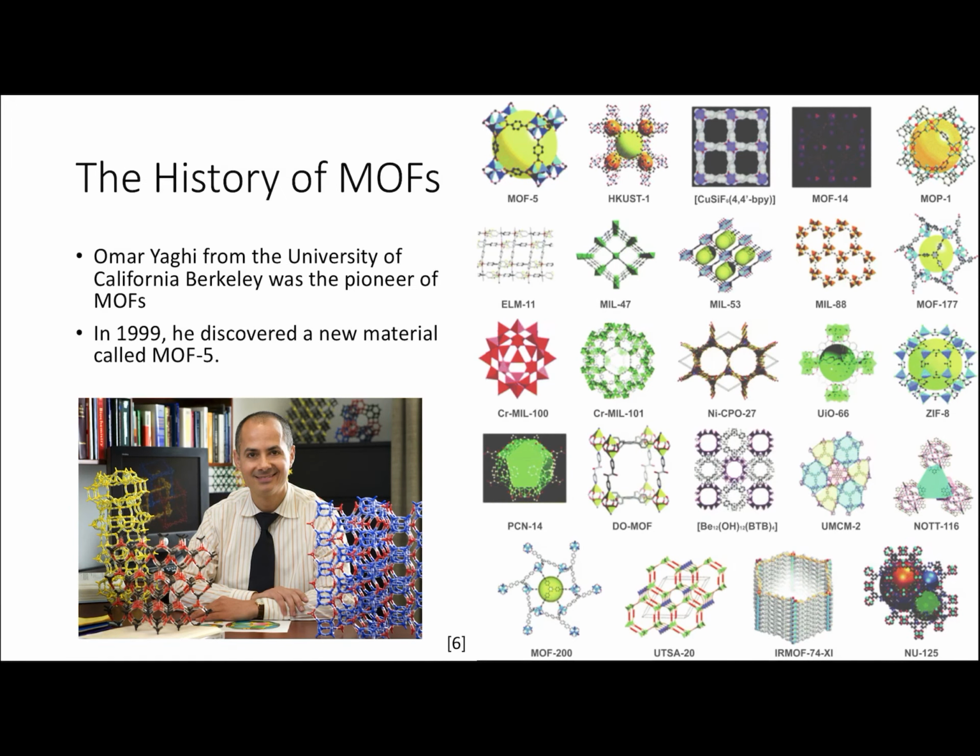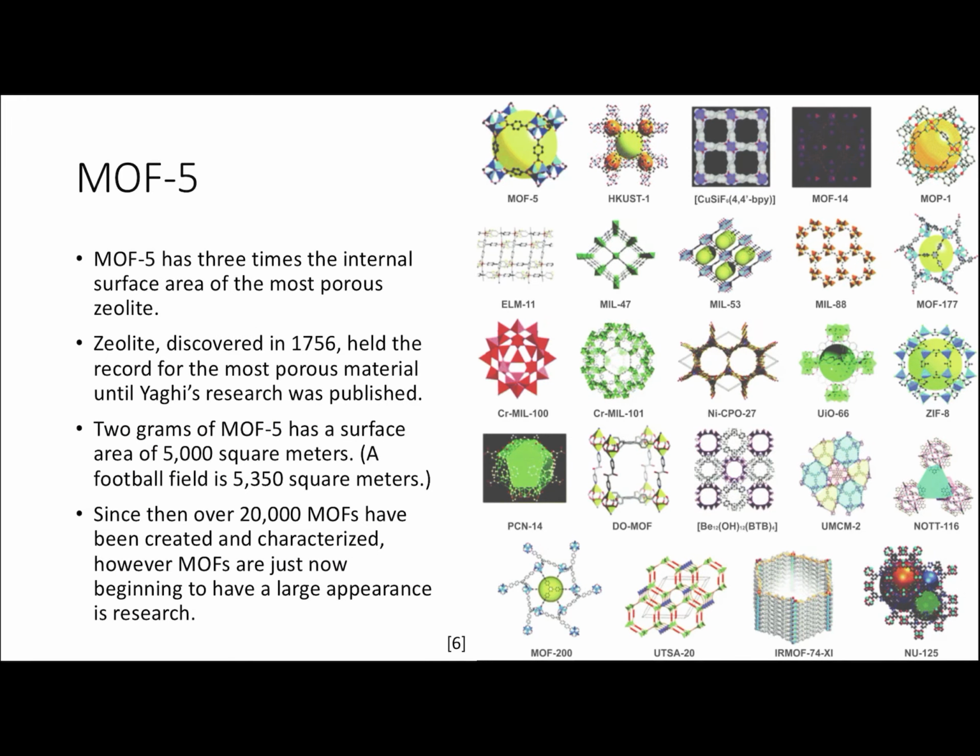The history of MOFs. Omar Yagi from the University of California, Berkeley was the pioneer of MOFs. In 1999, he discovered a new material called MOF 5. MOF 5 has 3 times the internal surface area of the most porous zeolite. Zeolite, discovered in 1756, held the record for the most porous material until Yagi published his research.